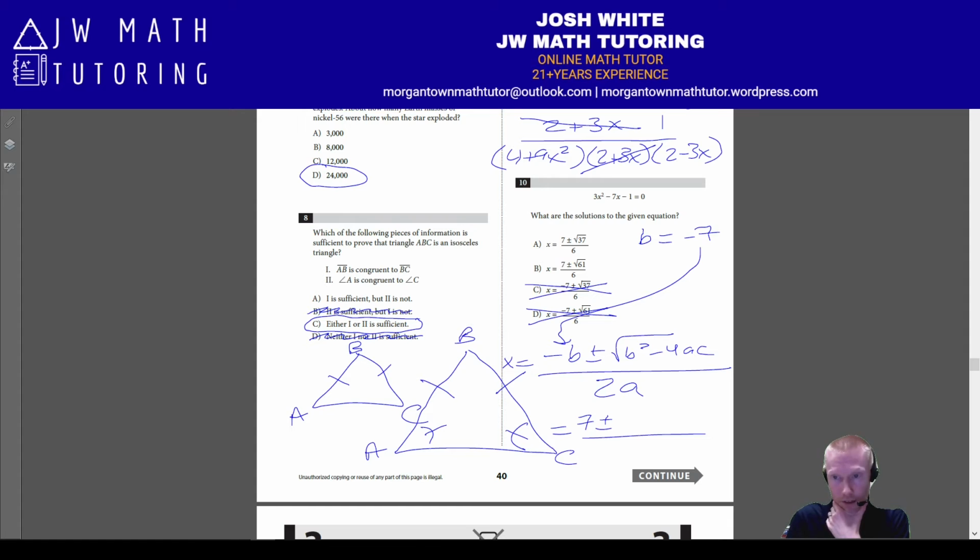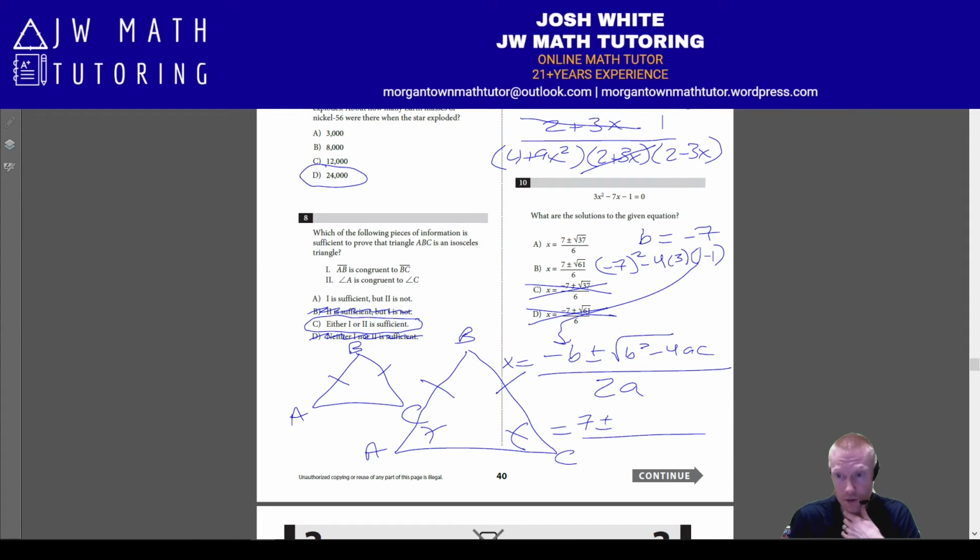Now, as I'm looking between A and B, all I really need to do is calculate the value that's under the square root, the discriminant. I don't need to worry about doing 2 times a on the bottom. I just need to worry about doing b squared minus 4ac. So in other words, I just have to do negative 7 squared minus 4 times 3 times negative 1.